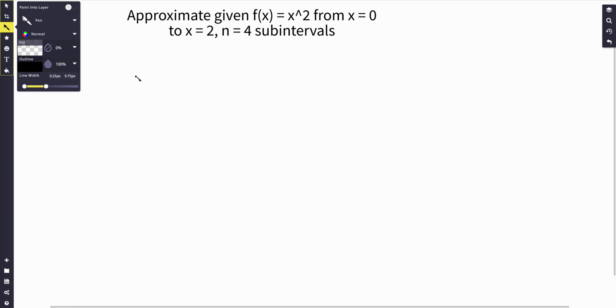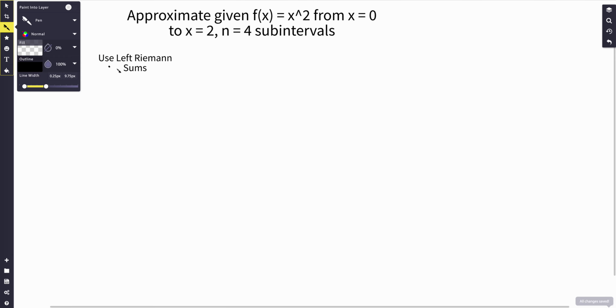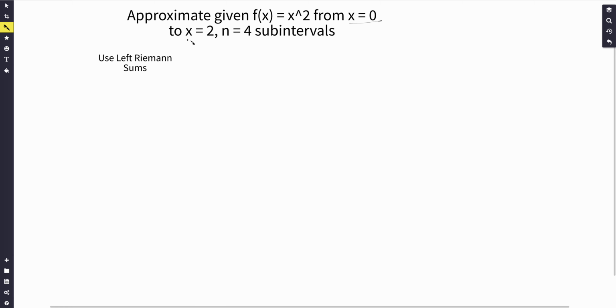Okay, but focusing back on the problem. So let's first use left Riemann sums. Okay. So let's see what we're given. We know that it's from x is equal to 0 to x is equal to 2. So let's write that down. x is equal to [0, 2], and it's in brackets because it's that specific value. Those are the distance we're talking about. And we know the subinterval is n is equal to 4. That's also important to us.